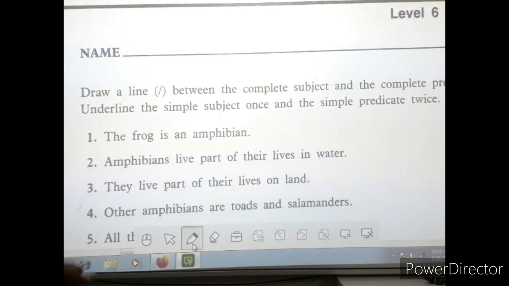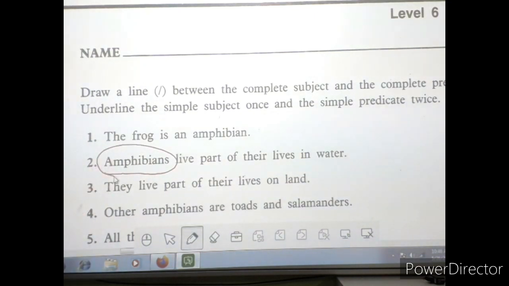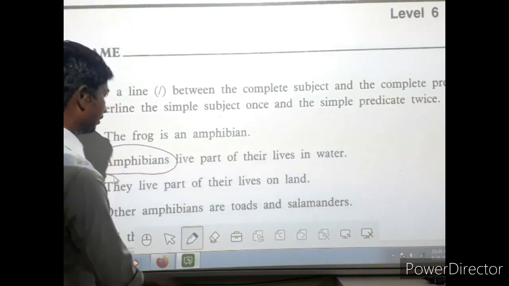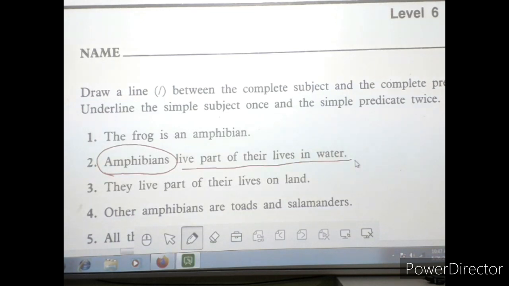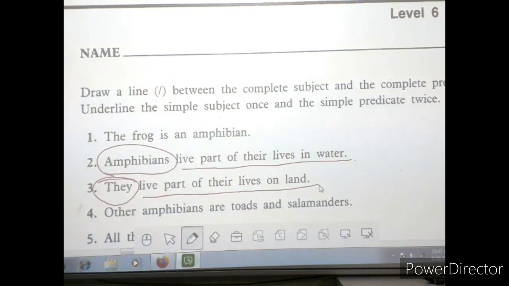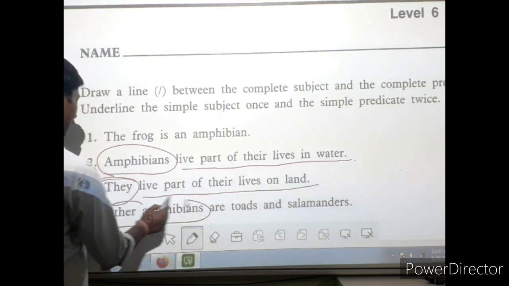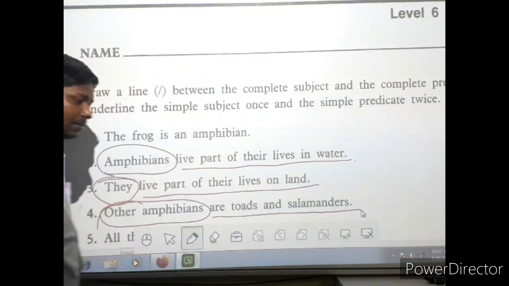In the second one, you can see here 'amphibians'. It is the subject of the sentence and the rest of the sentence is known as the predicate. In the third one, 'they' is the subject of the sentence and the rest is the predicate of the sentence. In another sentence here, 'the other amphibians' are the subject of the sentence and the rest is the predicate of the sentence.